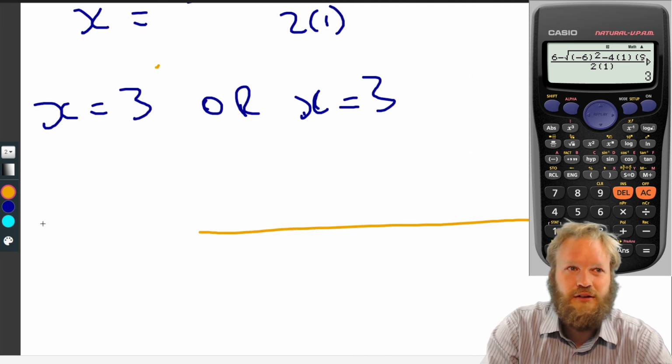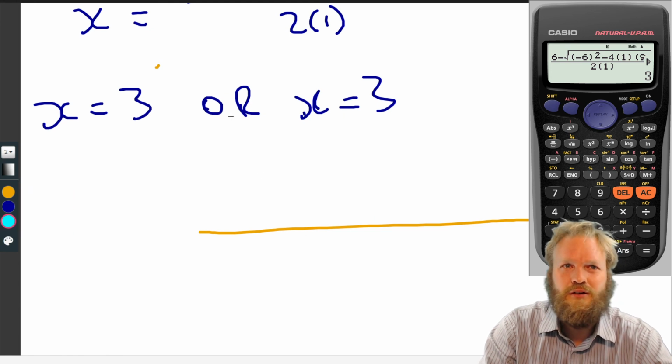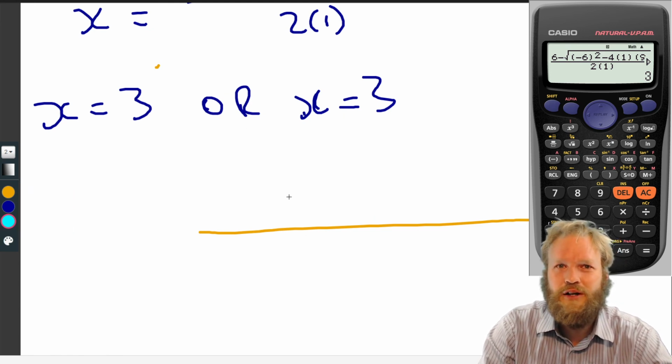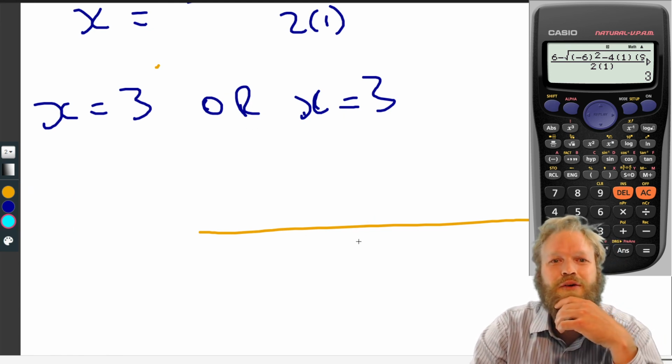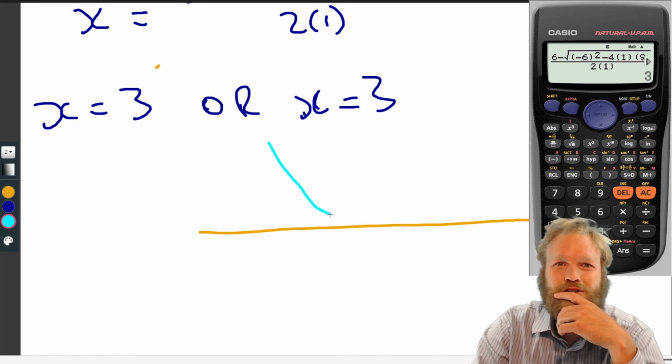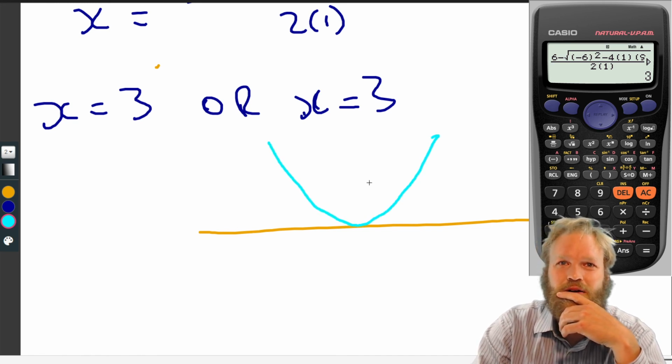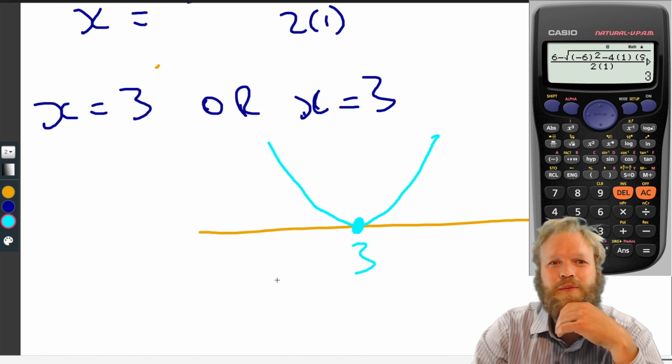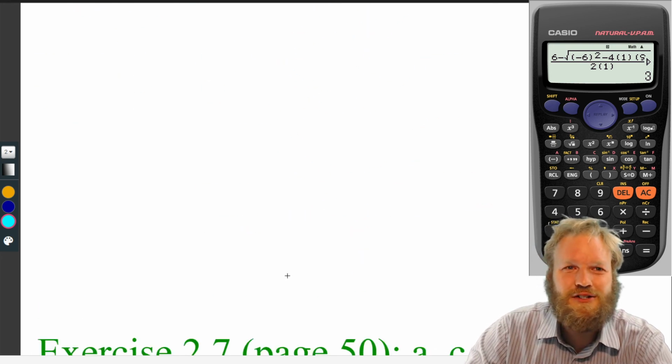We draw our thing. What would our parabola look like if we drew it now? Still a happy parabola, but it only touches once at 3. It's a good way to end it.